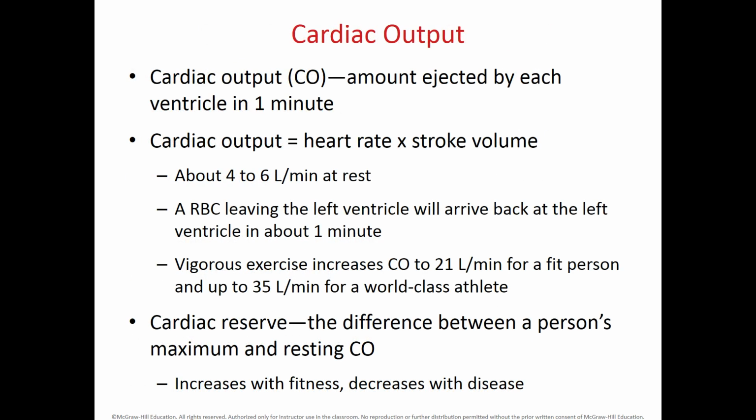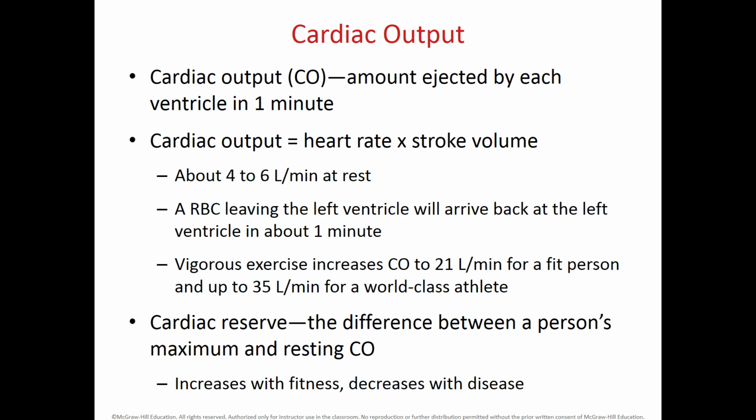Now we have another term which is called the cardiac output. The cardiac output is the amount of blood that the heart ejects per minute. It can be calculated by multiplying the number of heartbeats per minute, or the heart rate, times the stroke volume. More or less, the cardiac output in someone can be between 4 to 6 liters per minute at rest. Of course, if someone is doing vigorous exercise, the person has to have an increase in the cardiac output to supply the demand of oxygen by the cells.